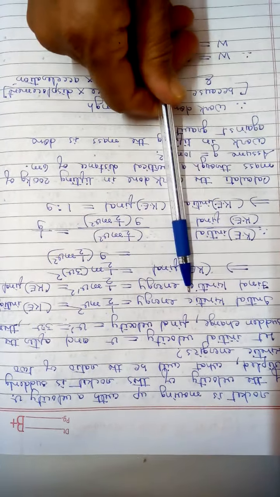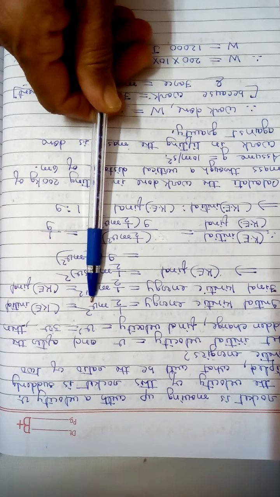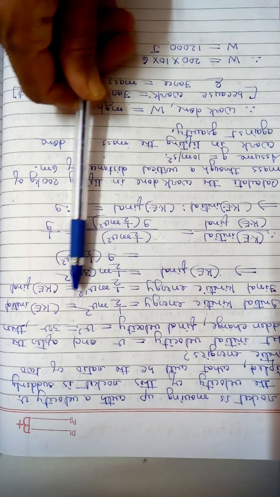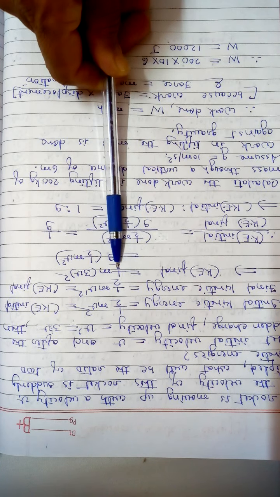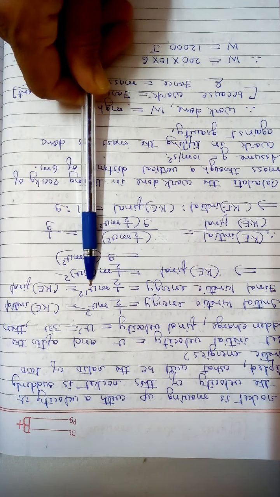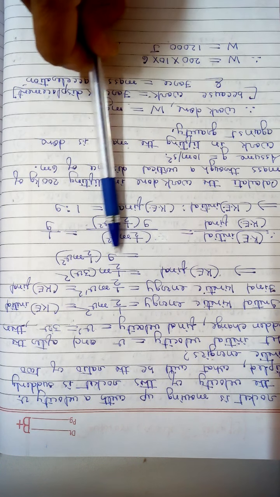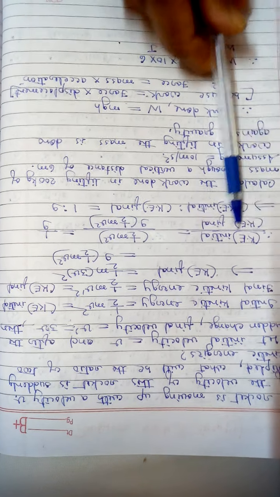Then we can write the initial kinetic energy of the rocket as half mv square, and the final kinetic energy as half mv dash square. So the final kinetic energy will be half m, and in place of v dash we substitute 3v, whole square. So it will become 9 into half mv square.